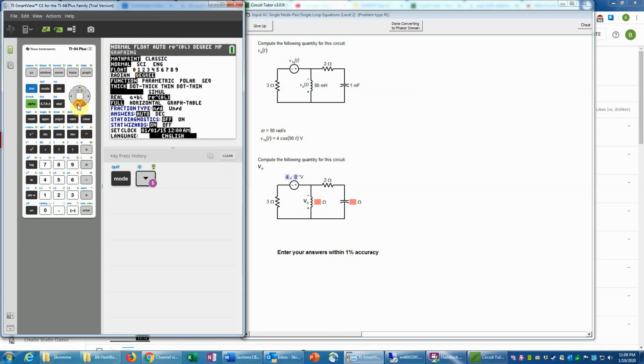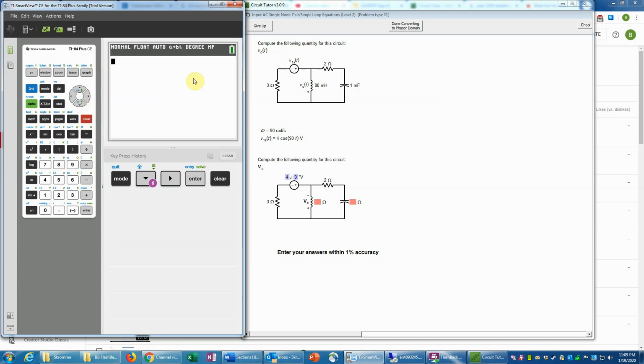So I'm going to go down here. By default, you'd be in the real mode, but I'm going to go in the rectangular mode. So I click enter there. The angle mode doesn't really matter since I'm going to be using rectangular mode, but I'm in degree mode right now. We can verify that always at the top of the calculator display up here.